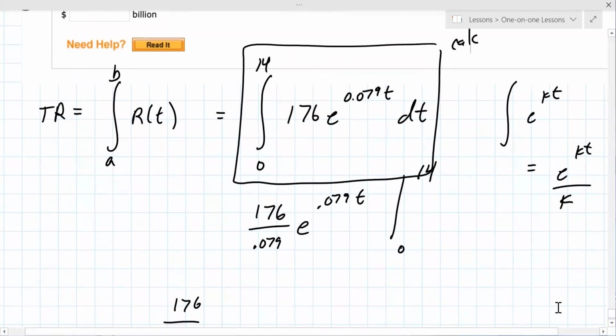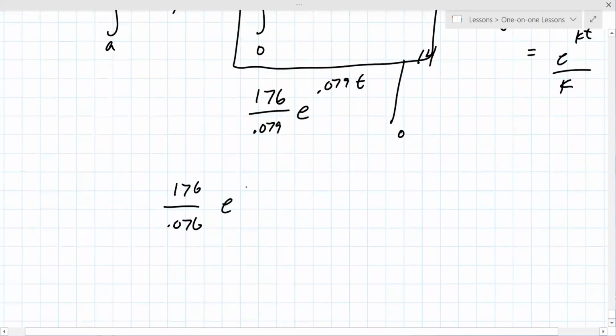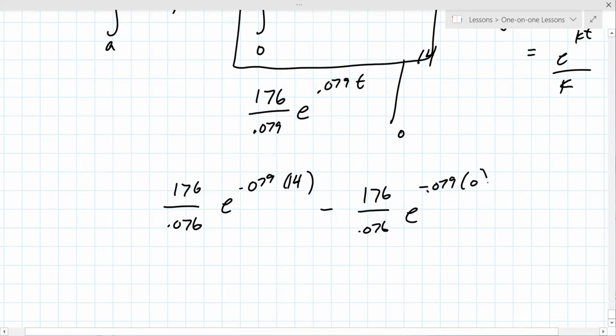Calculators generally just will not do you wrong at all in this part of the course. So times 14 minus 176 over 0.079 e to the 0.079 times 0. Actually, that's not minus, that's positive. Sorry, handwriting got kind of sloppy here at the end. Apologize for that. Okay, and that is whatever it is. Whenever the question says to round, or this one says estimate to the nearest 10 billion, so that's the tens place, you can always use a calculator when it says estimate or round.